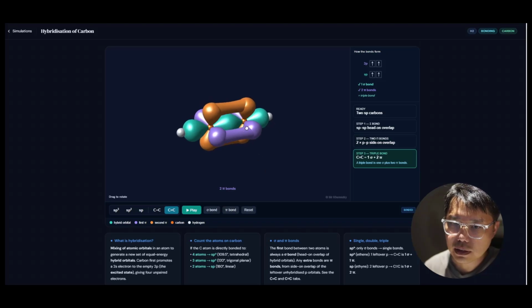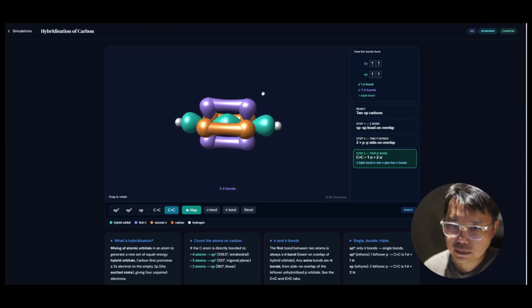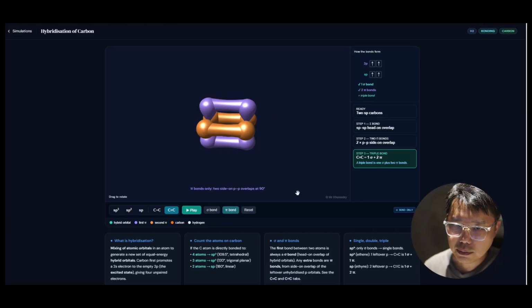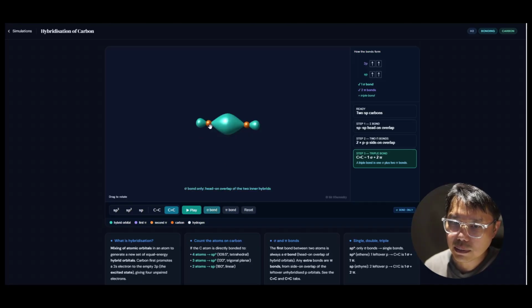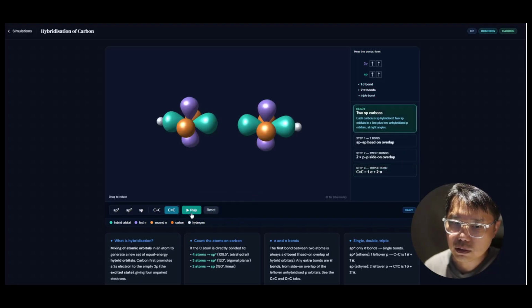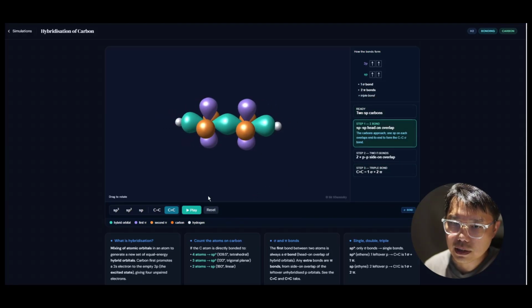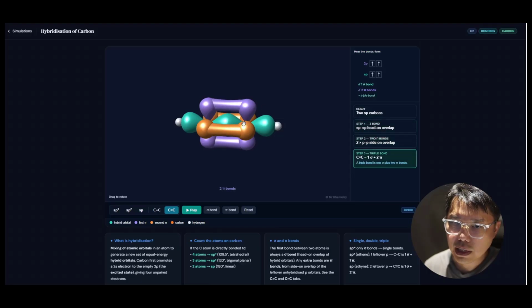Okay, so you can see the pi bonds are actually at right angles to each other. And if I were to strip out the sigma bond, this is how just the pi bonds will look. Then this is how the sigma bond in the middle looks. Okay, so once again, put them together: sigma bond forms in the middle, pi bonds form perpendicular to each other.